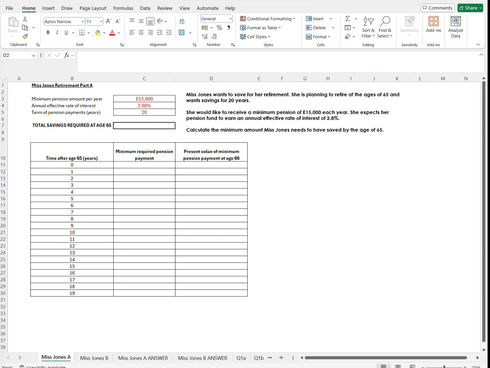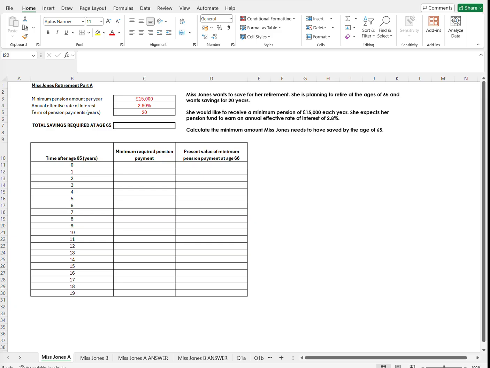She wants to receive a minimum pension of £15,000 a year and she expects the fund to earn an annual effective rate of 2.8% interest. Okay, so it's not just a case of doing 15,000 times 20. That's how much savings you would need if you weren't putting it into a fund for it to gain interest and for it to mature.